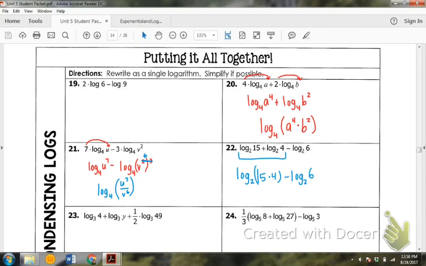Remember, we can simplify this. What is 15 times 4, Ben? 60. Ben says it's 60, so we're going to have a log base 2 on the outside. We have 60 over 6. So I simplified the 15 times 4 to make our 60.